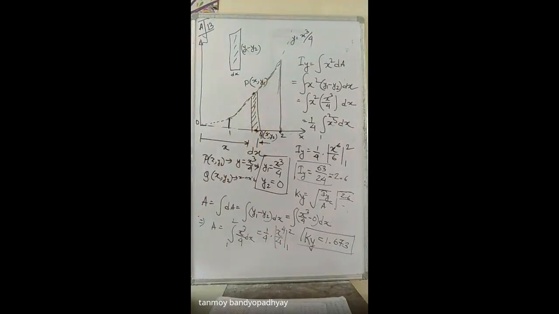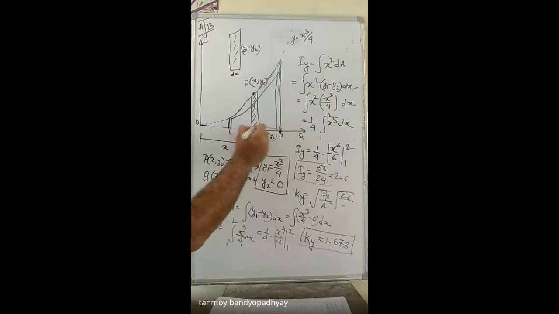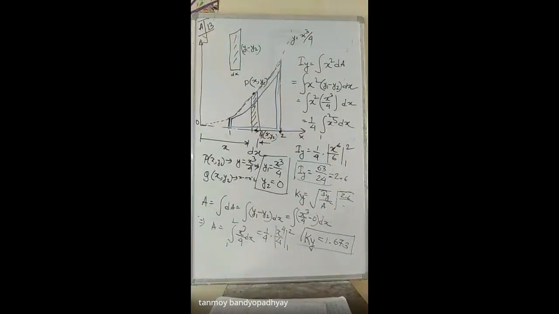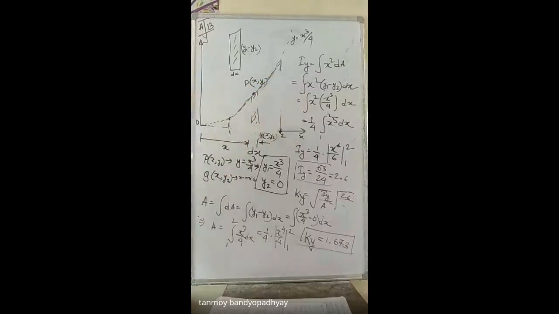If I point it out with blue color, this entire area you have to calculate, and then divide Iy by it. Then only you will be getting ky. So this completes ky. Then we will go to Ix. You have completed copying this portion. Yes, sir. Very good.